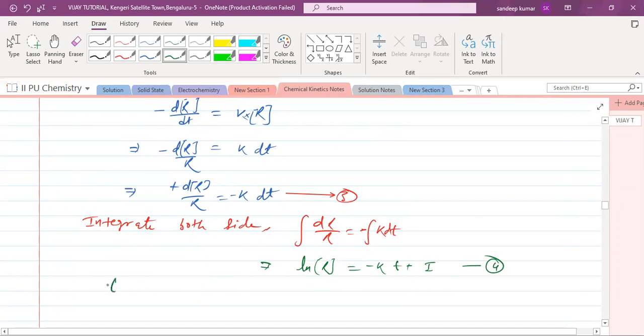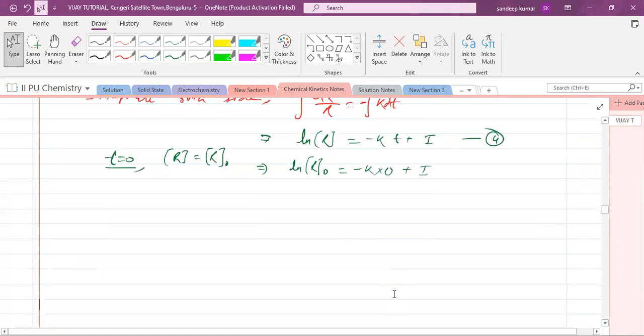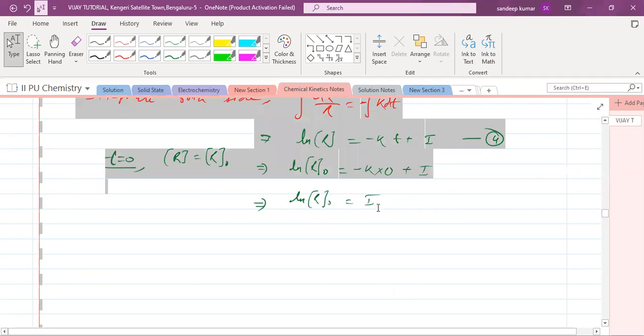When t is equal to 0, when time is 0, consider the concentration of reactant as R0, the initial concentration. Substitute here: ln of R0 is equal to minus K into 0 plus I. So we are getting ln R0 is equal to I. Now substitute this value of I in equation 4.